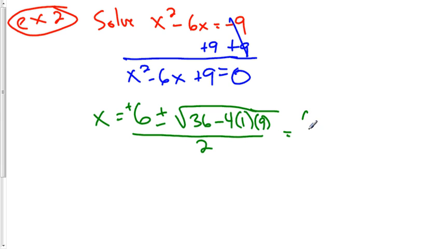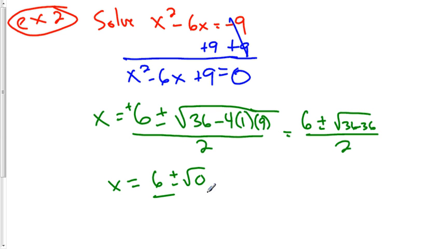So we're going to get 6 plus or minus the square root of 36 minus 36, which we see is going to be 0. So 6 plus or minus the square root of 0 over 2. Square root of 0 is 0. Plus or minus 0 is just 0. So 6 over 2 is 3. So we get one solution. Okay? And we'll find out what that means in a little bit. All right, let's go on to the third example.